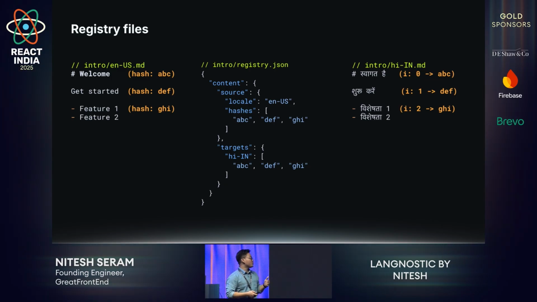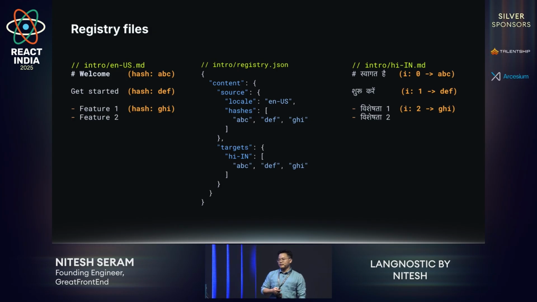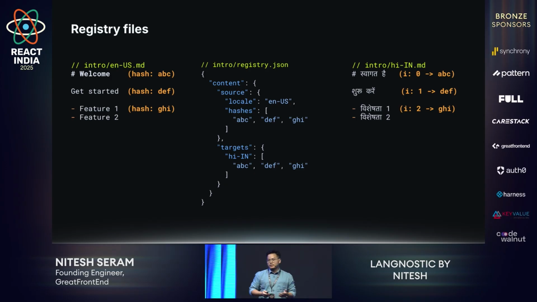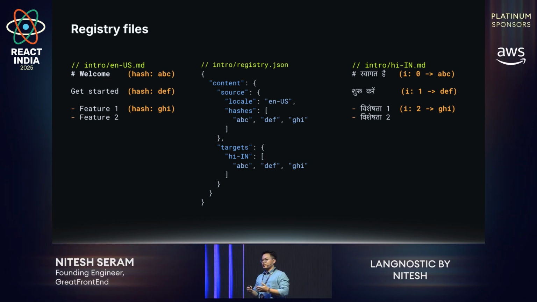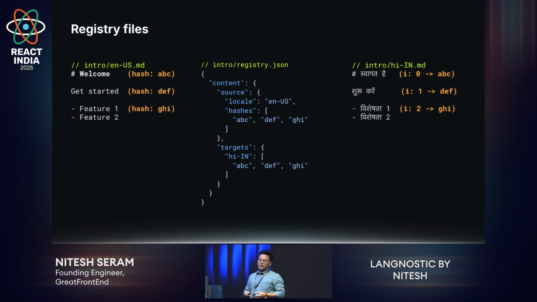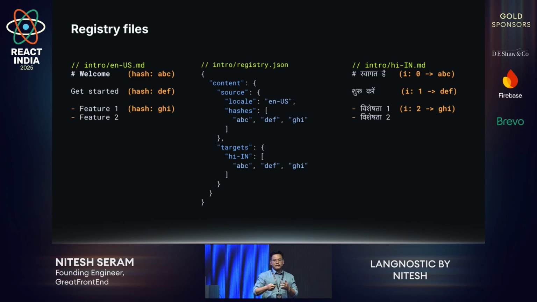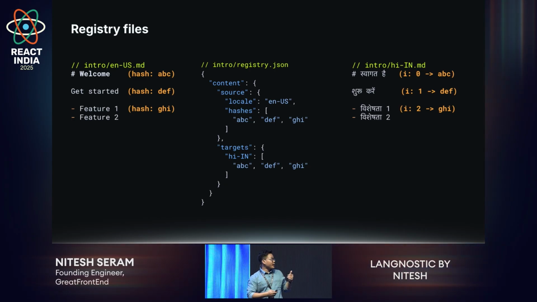An important thing to note here is that the source and target hashes are exactly the same. Why is that so? It is mainly because when you want to rebuild your target file after a translation or after content has been updated, you want to map your source block to the corresponding target block. These hashes allow you to do a one-to-one mapping between the source and the target content blocks.